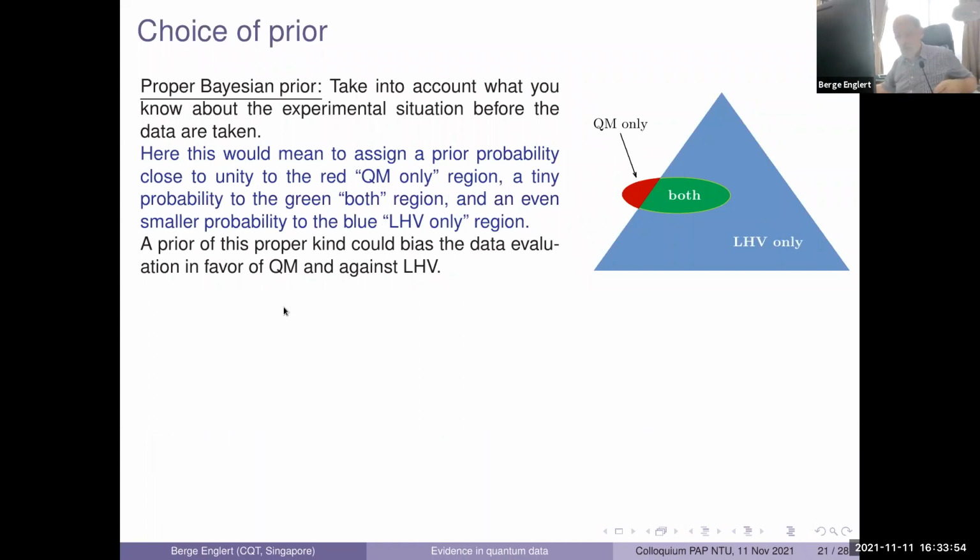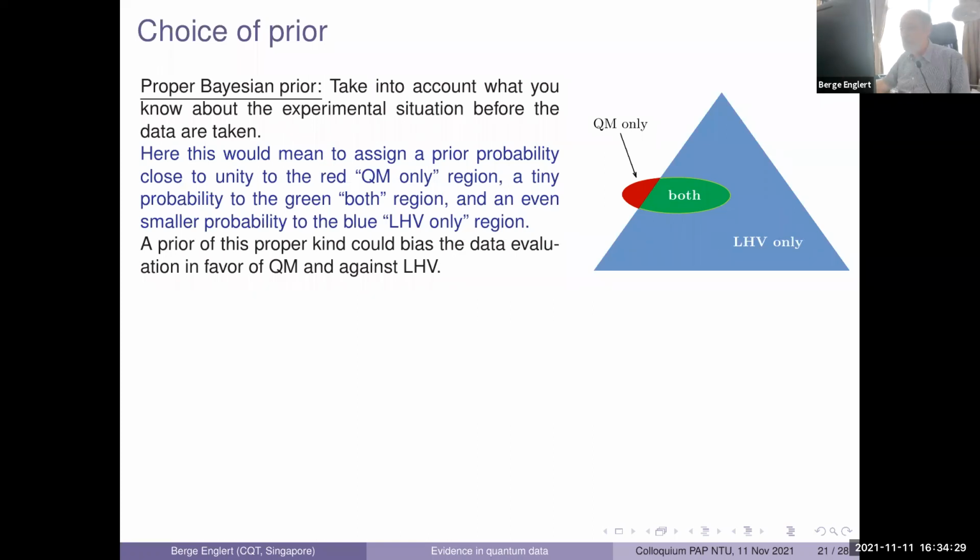So now we need to assign a proper Bayesian prior. And by the rules of Bayesian reasoning, the prior should account for everything we know about the experimental situation before we take the data. Now, if we take that rule seriously here, then we would, of course, say, well, we know that quantum mechanics works, okay? And we would assign a huge prior to the red area, maybe a little bit to the green area, but very small prior to the blue area, because we know that local hidden variables don't really work, okay?